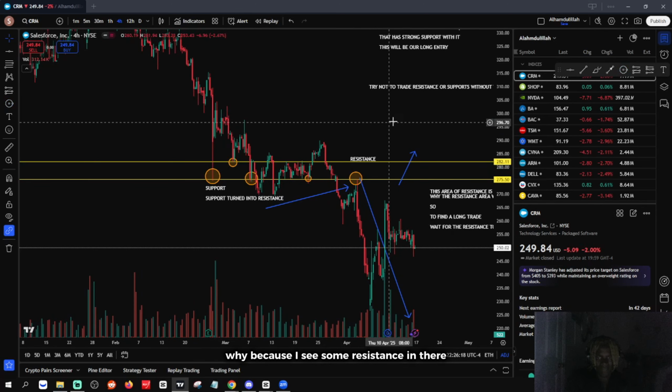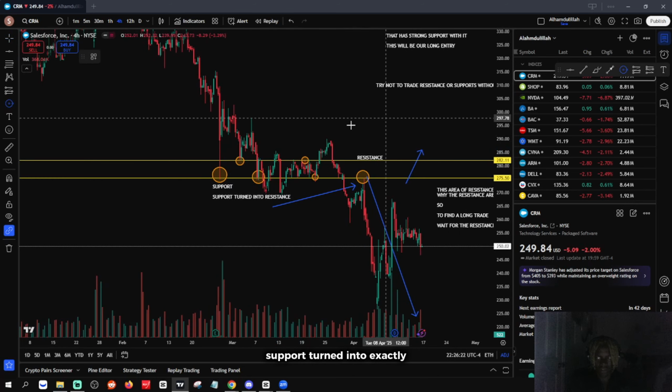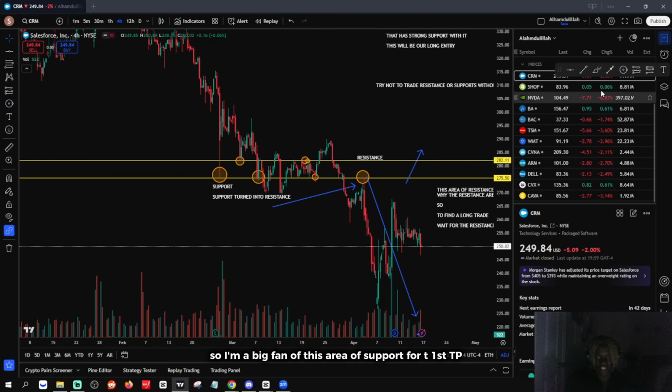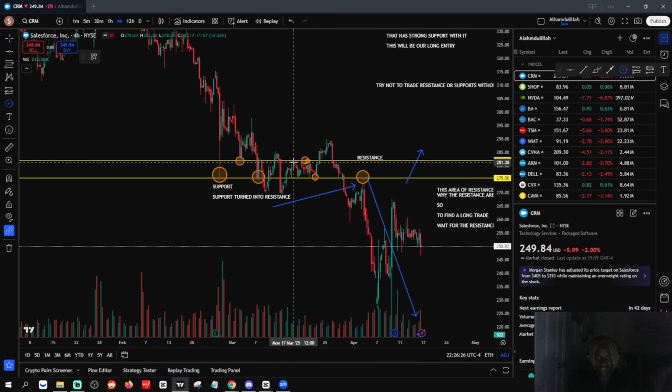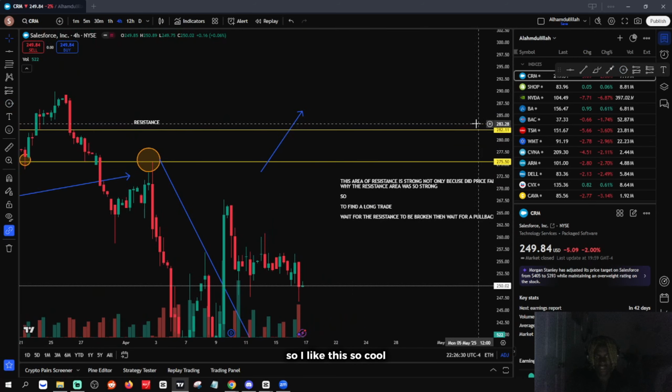Why? Because I see some resistance near it. Support turned into... Exactly. So I'm a big fan of this area of support for first TP, and this is around 5 points. So I like this. So cool.